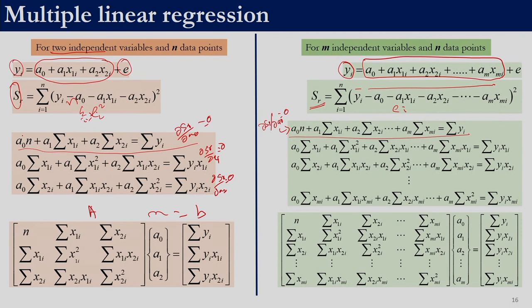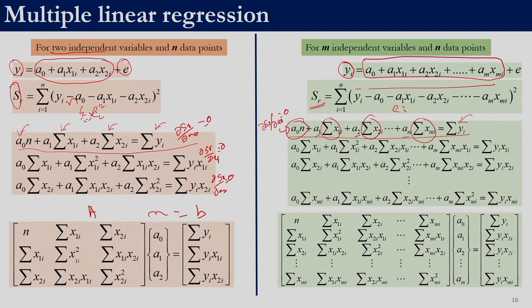So in this equation, the first term is n into a naught, the second term is the summation of the first independent variable, the second one is the summation of the second independent variable, and the right hand side is the summation of the dependent variable. So over here also the right hand side is the summation of the dependent variable, and n into a naught is the same, right? And all these summations are the sum of an individual independent variable multiplied by its corresponding coefficient, right?